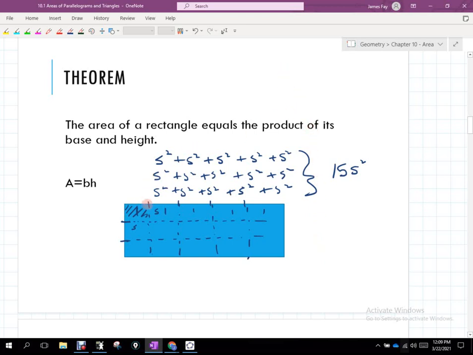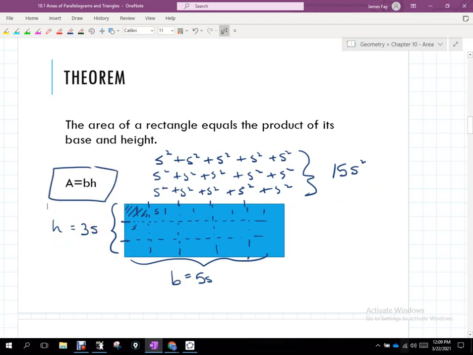Okay. Well, wouldn't this be 3 S's? And wouldn't that be 5 S's? What can I do with those two things to get the same 15 S squareds? Multiply them, okay? And if this is B, and then this is H, multiplying those would give me 15 S squared, or give me B times H, which is that area formula. That kind of makes sense on how that would work? Okay. But base times height, base times altitude.